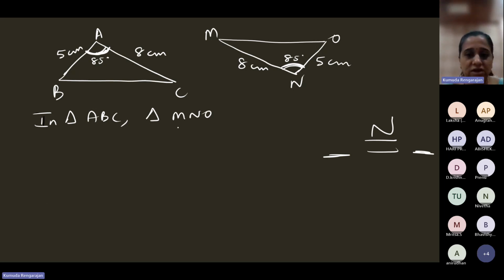So in triangle ABC and triangle MNO, one. And now once you know everything about this chapter, as soon as you see the figures, you have to use SAS. So list out the equalities in the same order, just for discipline. Just write it in that order.